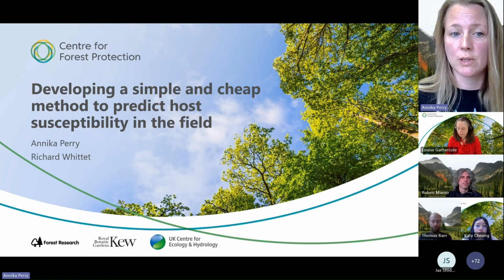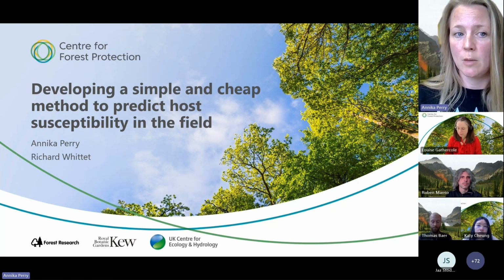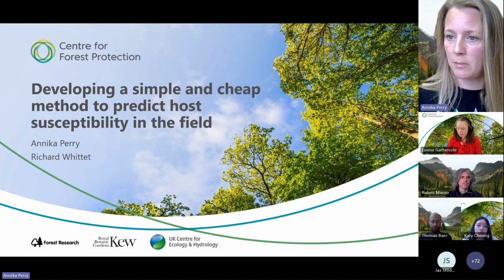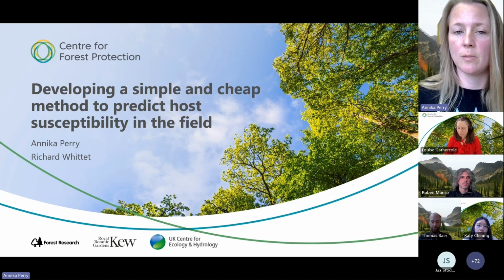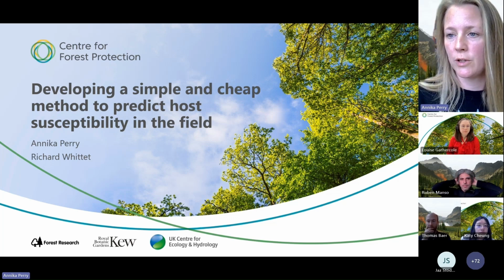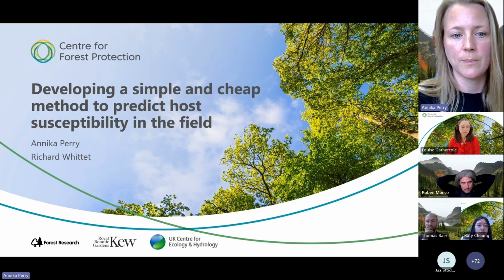I'm sure it doesn't need pointing out to this audience, but understanding and predicting host susceptibility is crucially important to effectively manage existing forests. In this case, I mean both the native standing populations and plantations, but also for planning the new forests that we're going to be planting.